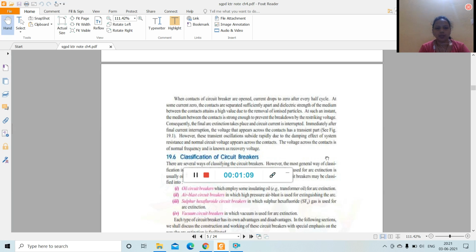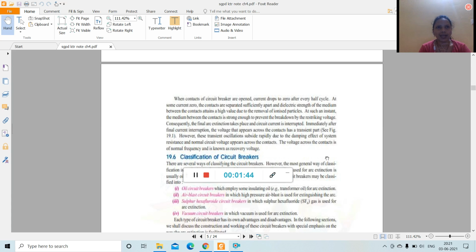Under this we are able to know about different types of circuit breaker based on the medium used in the circuit breaker. There are many types of circuit breakers, like oil circuit breaker, where the medium is oil; air blast circuit breaker, where the medium is air; sulfur hexafluoride circuit breaker, where the medium is SF6; and vacuum circuit breaker, where the medium is vacuum.